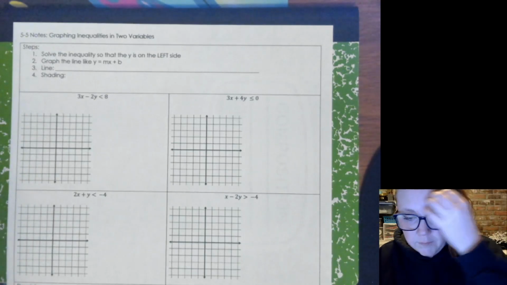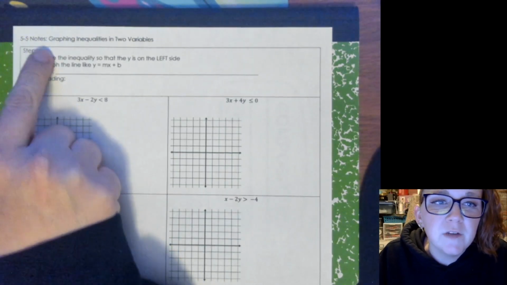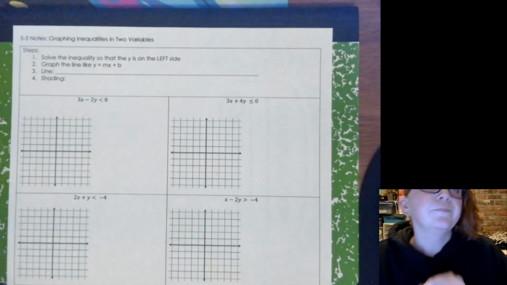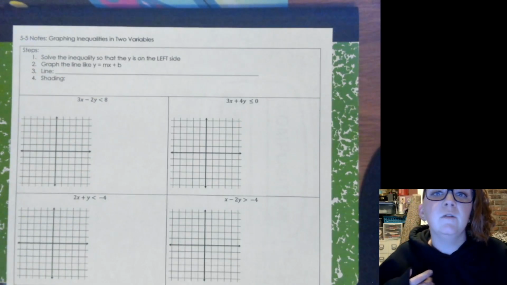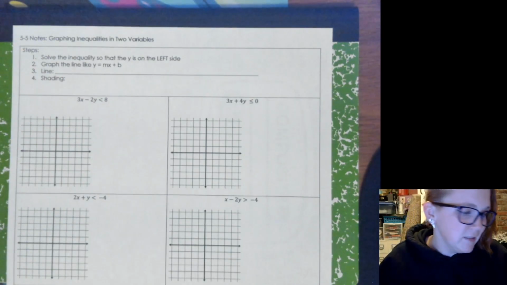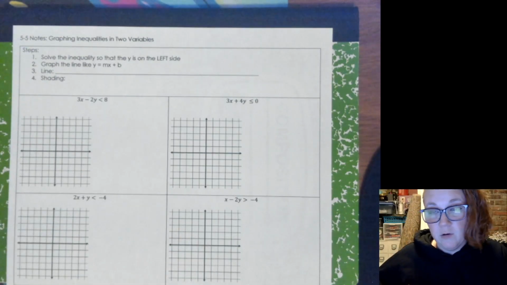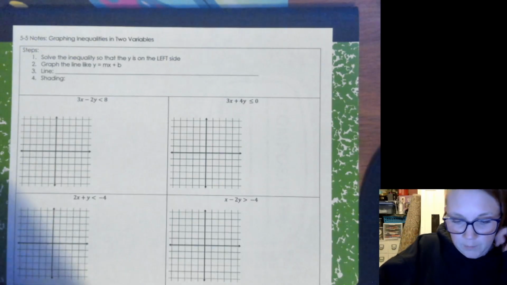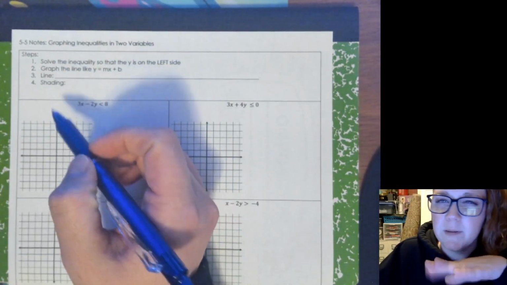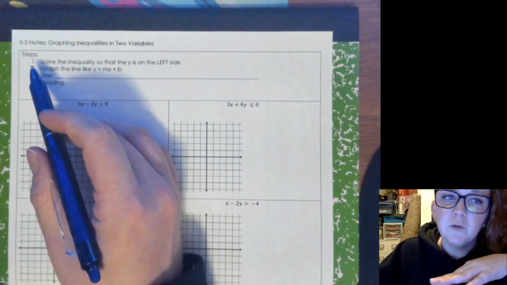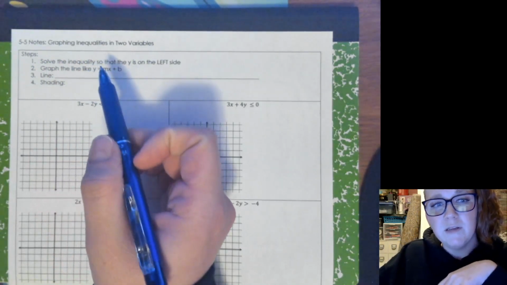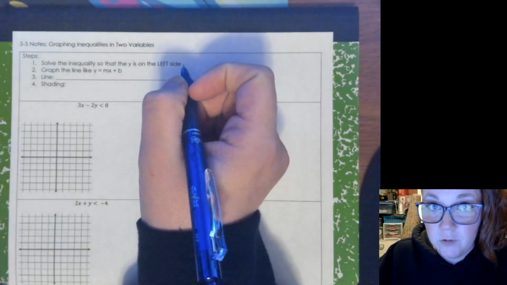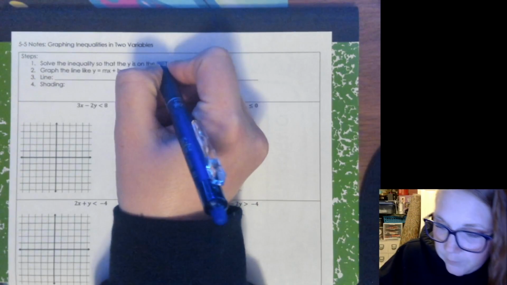We are moving on to section 5-5 about graphing inequalities in two variables. Hopefully you remember graphing y equals mx plus b. This is the exact same thing, only it has an inequality instead. I gave you a couple of steps up at the top. The first thing you always want to do is solve the inequality so that the y is on the left side.